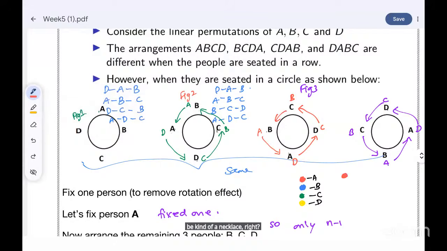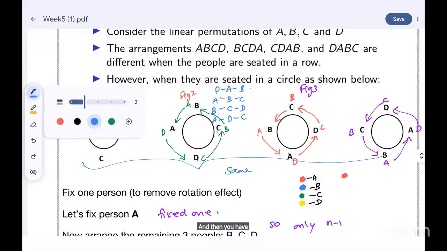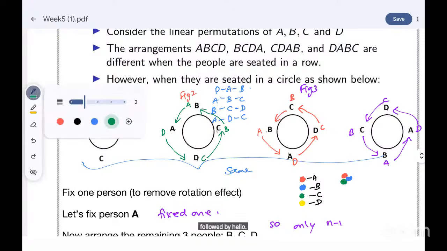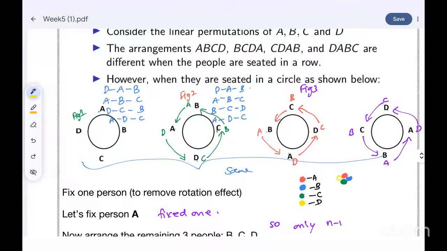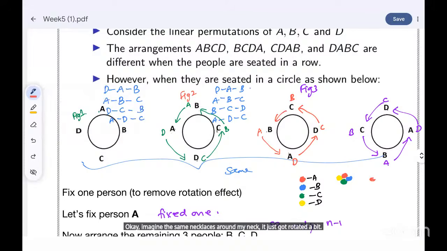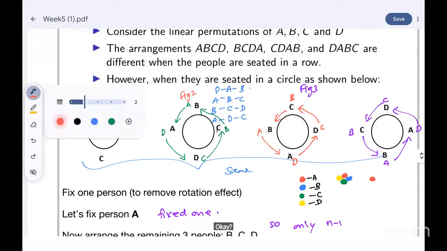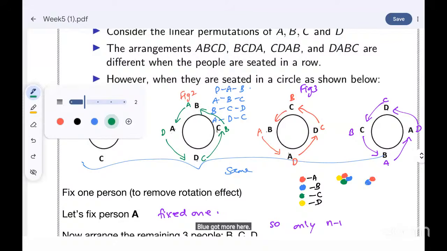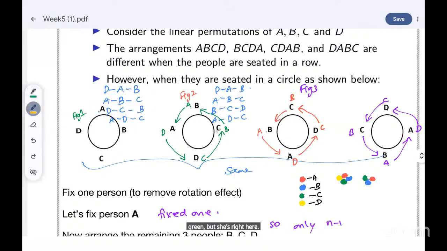Red, and then you have blue, and then you have green, followed by yellow. Right? Now I'm taking the same necklace. It has just got rotated on my neck. Imagine the same necklace is around my neck. It just got rotated a bit. So red got moved here, blue got moved here, green got shifted here, and yellow got shifted here.